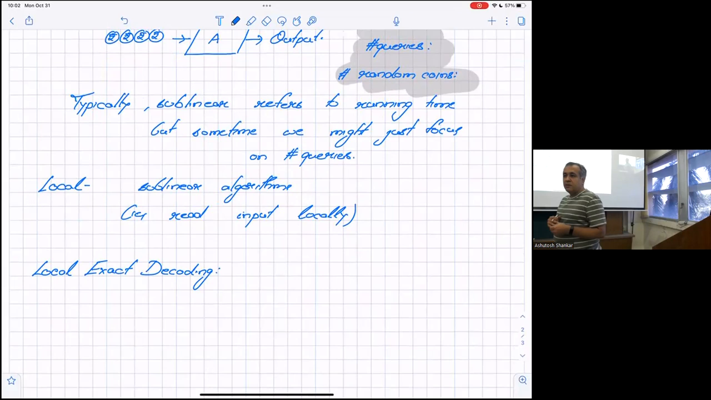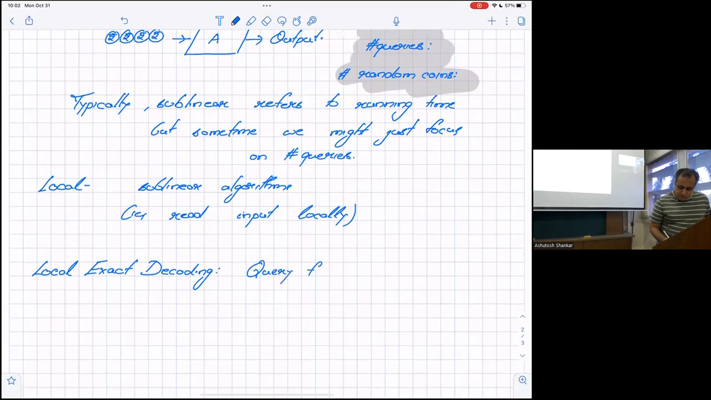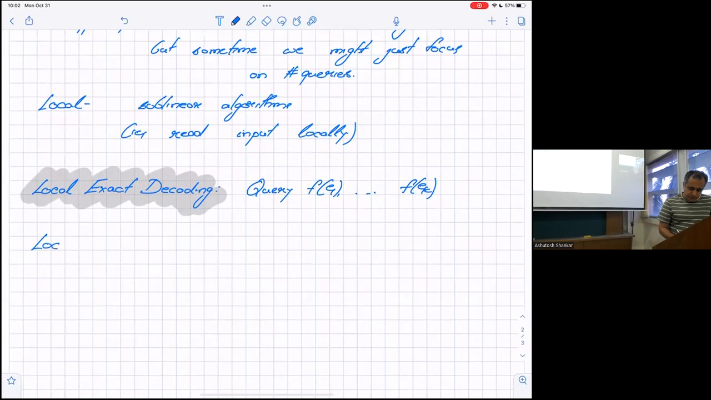So now, instead of querying the whole input, you query f of e1, f of e2, up to f of ek. You just need to make k queries and you are done with the whole problem. That's trivial. So let's go to the more interesting case, the first one, which is called local.